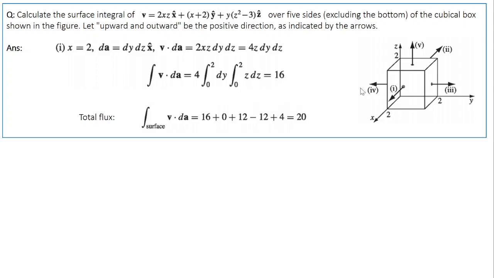Same way you can find out the surface integral for each of these sides, and the total surface integral will be sum of each of these values, and the total value is 20. Now you can do this as a homework. I have done the integral for only one side. You can calculate the integral for other sides. The next class we will discuss about volume integrals. Thank you.